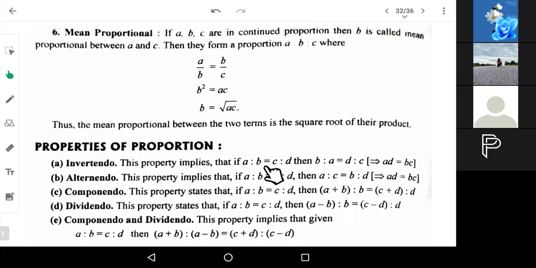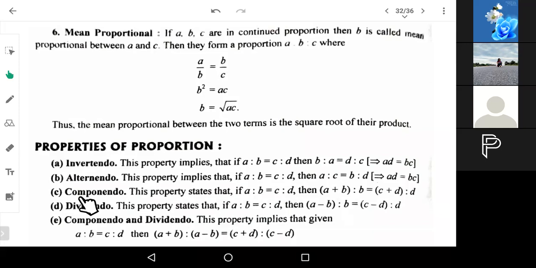Now next is alternando. Alternando means for the proportion A is to B is equal to C is to D, we are alternating the means values. So if you see here, B has gone to C's place and C has come to B's place. A and D are there only. So we are alternating only the means values. So A is to C is equal to B is to D is the value that you get. So this is alternando. You are alternatively changing the places.